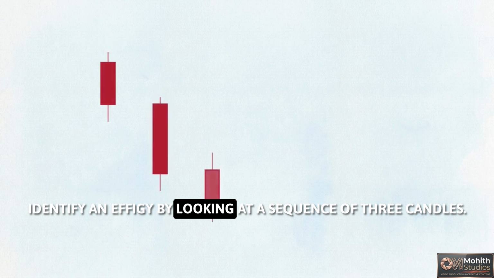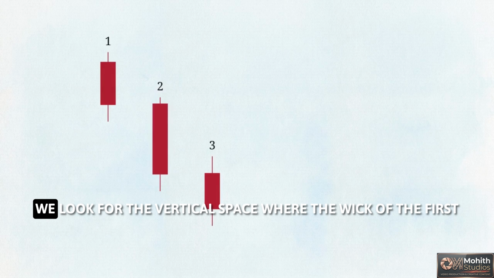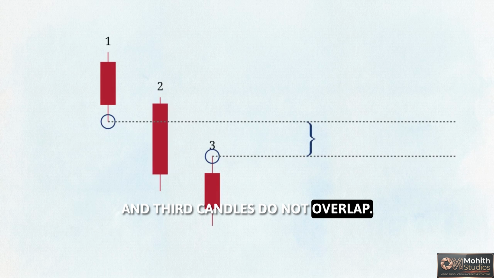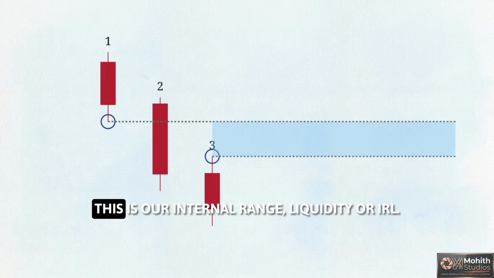Identify an FVG by looking at a sequence of 3 candles. We look for the vertical space where the wick of the first and third candles do not overlap. Draw a box to fill this gap. This is our internal range liquidity, or IRL.